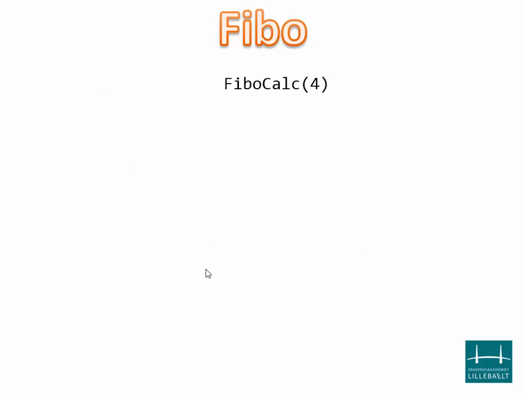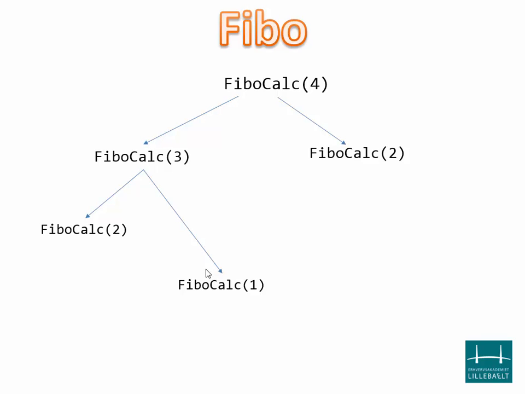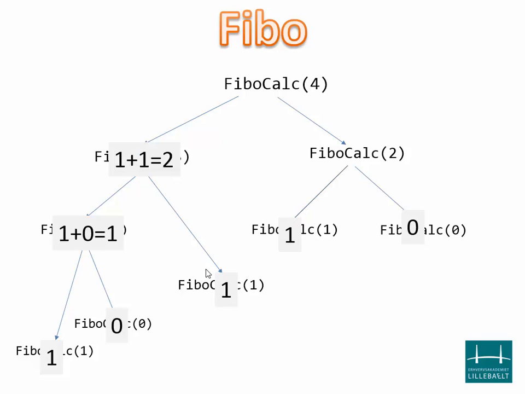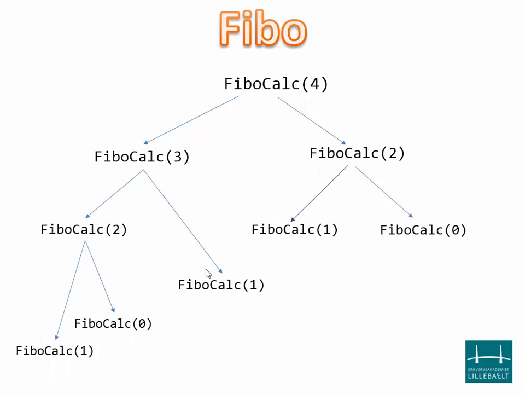So why is the original Fibonacci calculator so slow? It's because Fibonacci of 4 is Fibonacci of 3 plus Fibonacci of 2. And Fibonacci of 3 is 2 plus 1. And Fibonacci of 2 is Fibonacci of 1 plus Fibonacci of 0, and that we can calculate. That was 1, that was 0. So now we get 1, we get this, this, and this. So a lot of calculations in it.